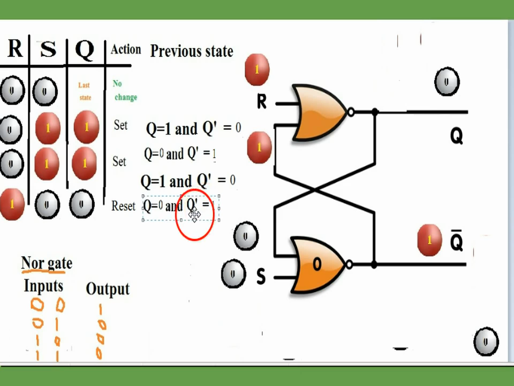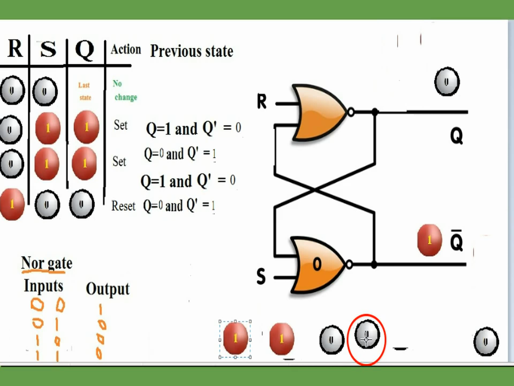Now the previous state is what? Q is 0 and Q bar is 1. Now the last one, 1, 1. If R is 1, S is 1, what will happen? Okay, the result will be forbidden. How is it forbidden? Let's see.